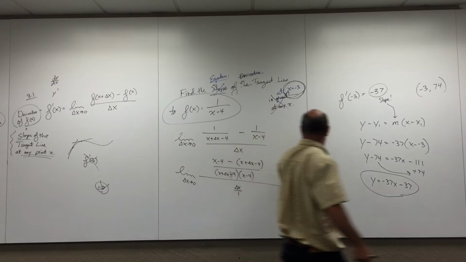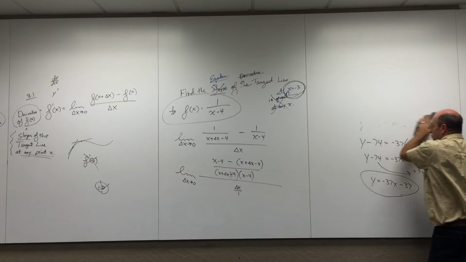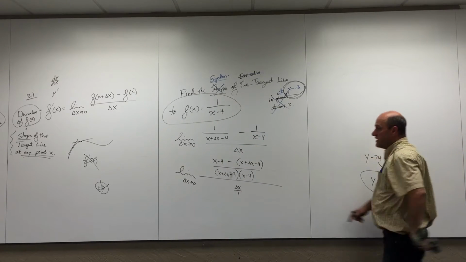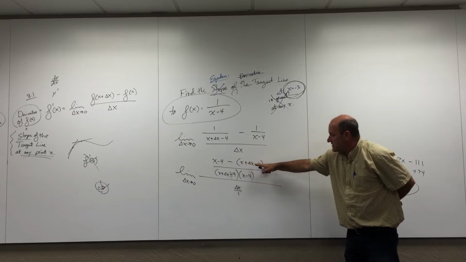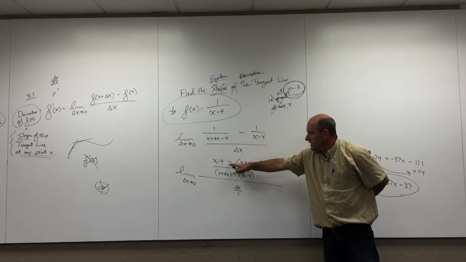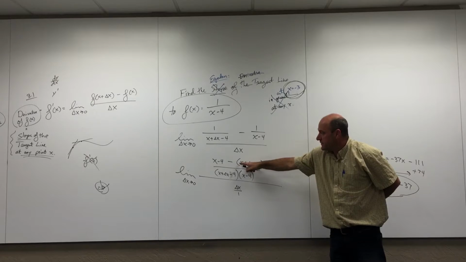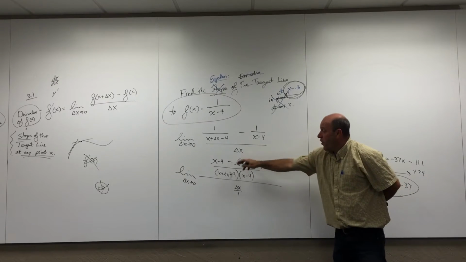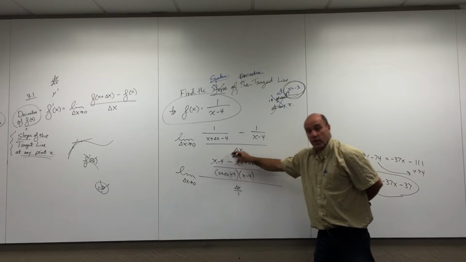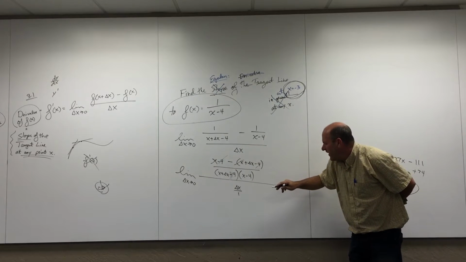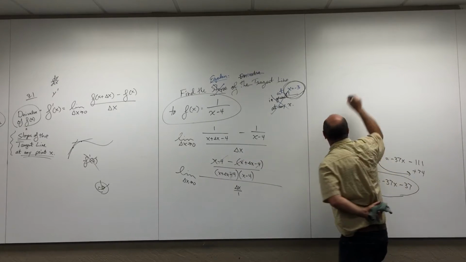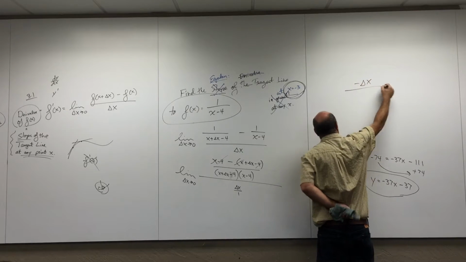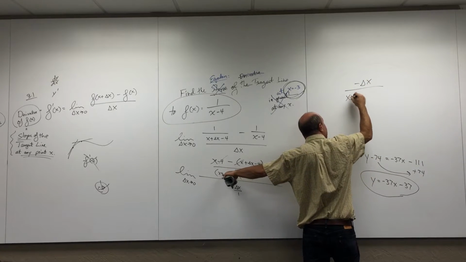I'll help you here. That numerator cleans up beautifully, doesn't it? If you distribute the negative sign, do you see it? You get a negative x. That cancels with this x. You get a positive 4. That cancels with this 4. And I'm left with a negative delta x over this nasty denominator.